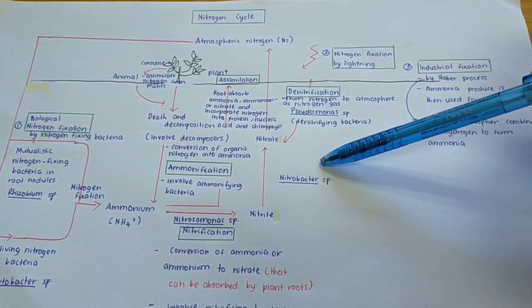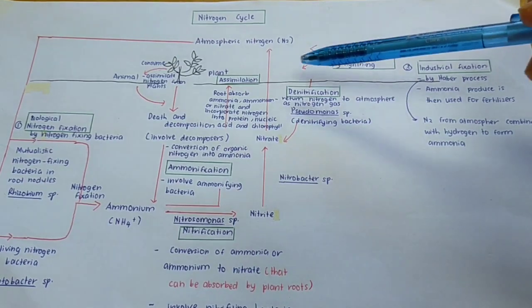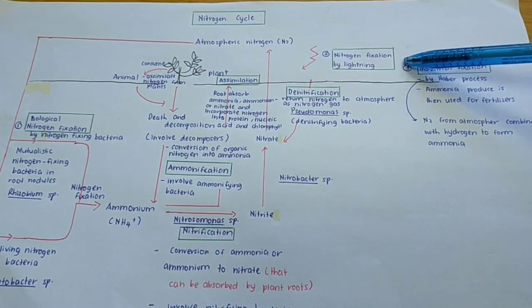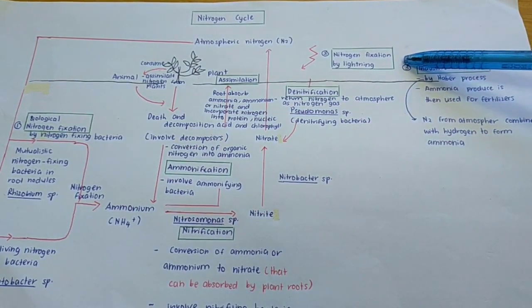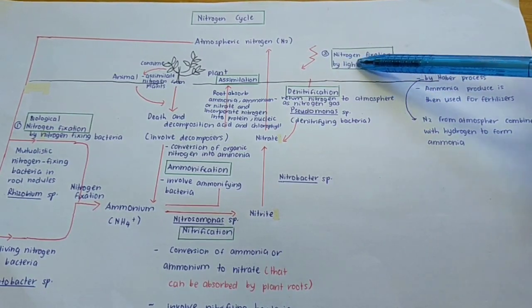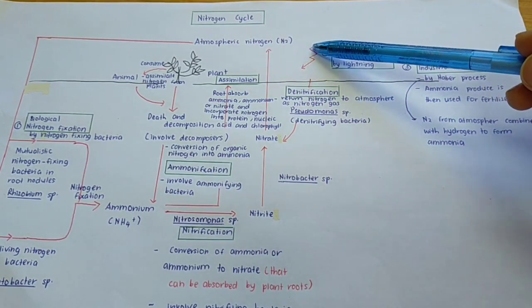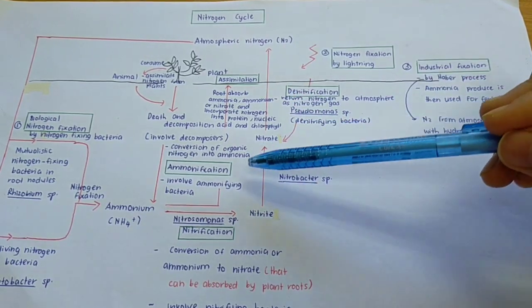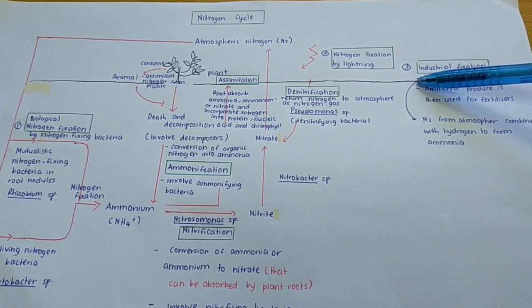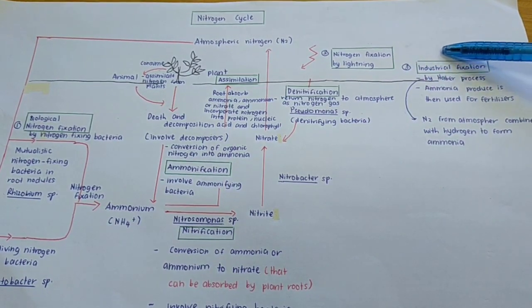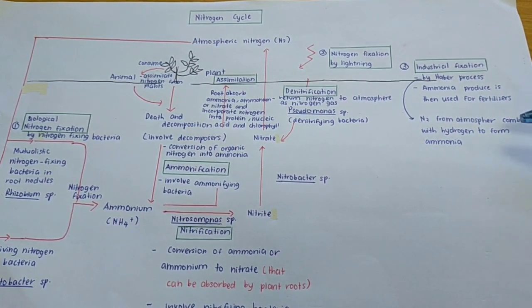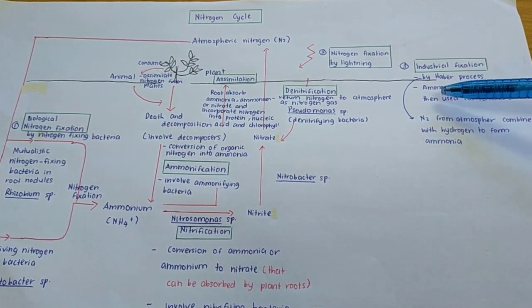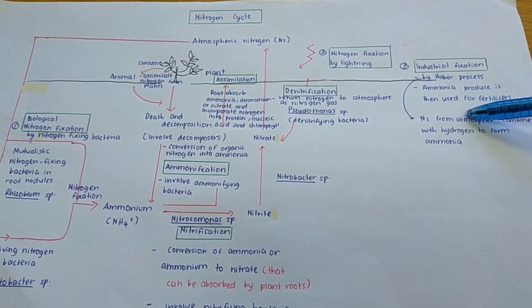Then before that, for nitrogen fixation, as I mentioned earlier, besides biological nitrogen fixation, it will also involve nitrogen fixation by lightning. So the concept of nitrogen fixation is that it will convert the atmospheric nitrogen into nitrate or into ammonia. And besides that, nitrogen fixation can also be by industrial fixation. So what is industrial fixation? Nitrogen from the atmosphere combines with hydrogen to form ammonia by the Haber process. And then what happened to the ammonia? The ammonia produced is then used for fertilizers.